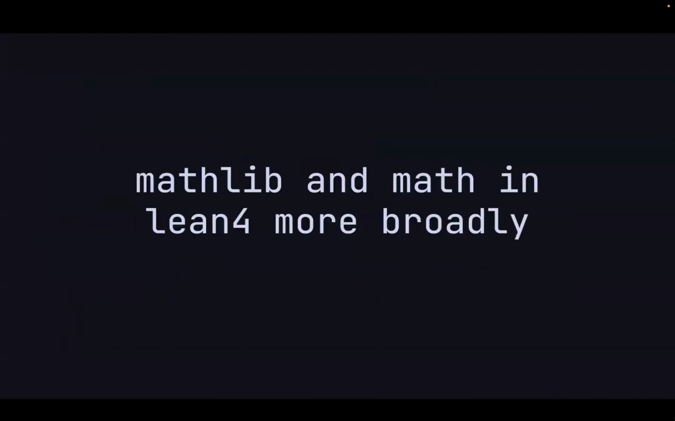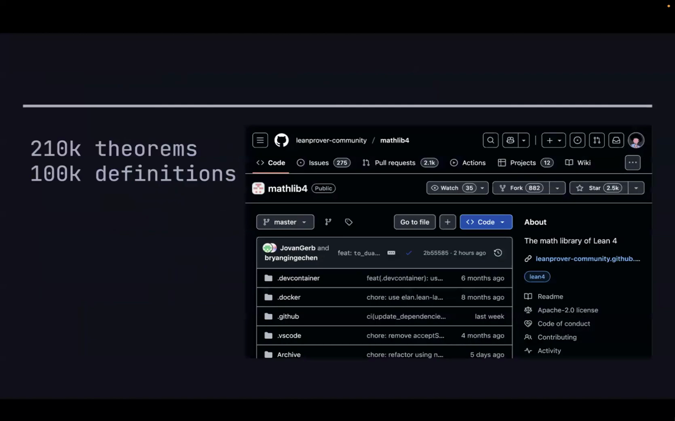So MATLib, as of this writing, is one of the largest attempts to formalize mathematics in basically any proof-assistant language. MATLib has multiple versions. This is MATLib 4, which is the MATLib for Lean 4. It contains 210,000 theorems and 100,000 definitions.